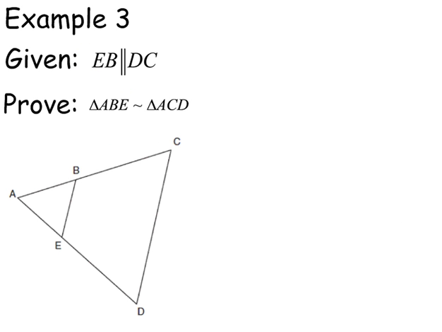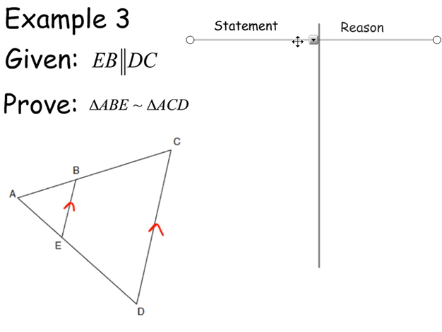Example 3. Given EB is parallel to DC, so you always want to label the picture with your given information. Prove that triangle ABE is similar to triangle ACD. And I'm going to do a 2-column for this one, just to get you used to the format. Statements go on the left side and your reasons go on the right side.